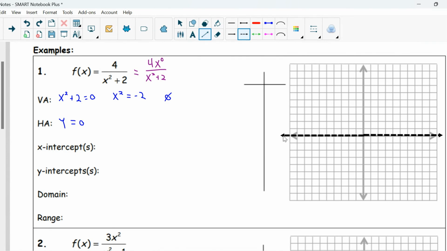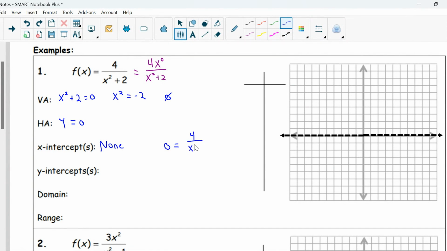Okay, so for my x-intercepts, I'm sure you guys can guess, since our asymptote is on the x-axis, that we probably aren't going to have one. But just to show that, we could set y as 0 equals 4 over x squared plus 2. If I was to multiply my denominator to the other side, that would give me 0 equals 4, which is not a true statement. So in the end, we are not going to have an x-intercept.